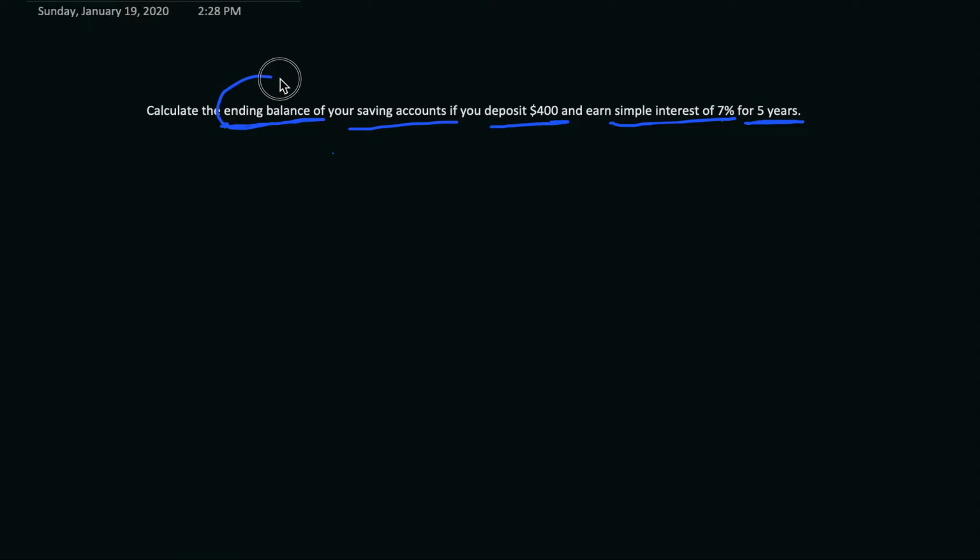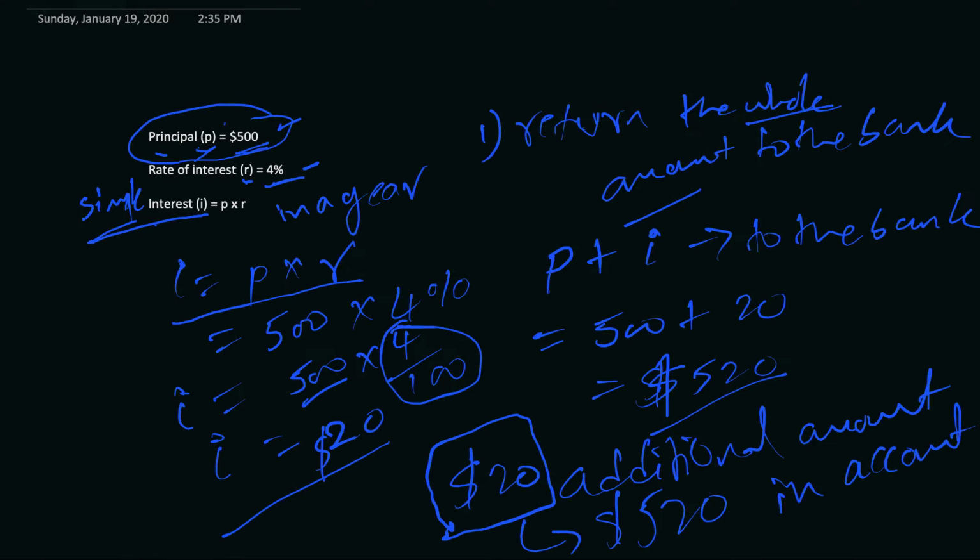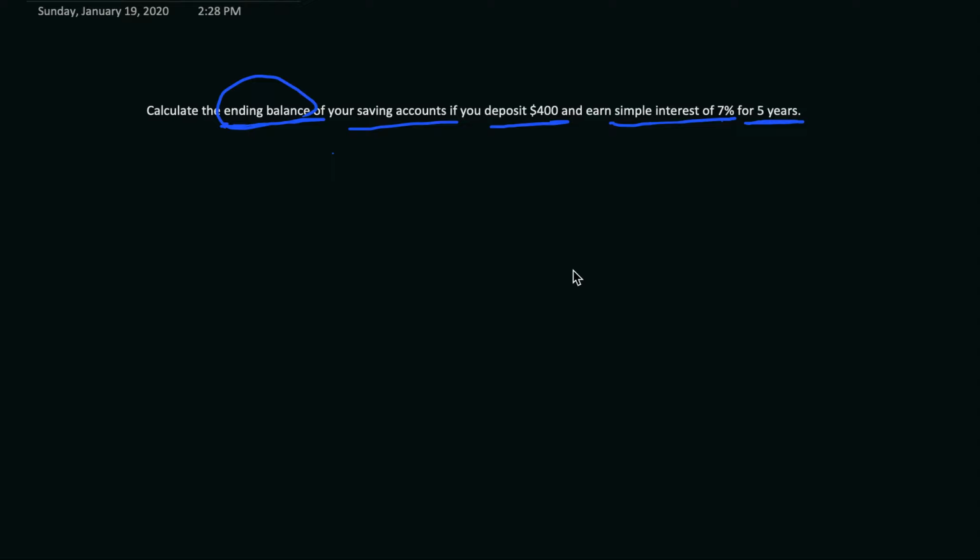Now let's focus on this. We are asked about the ending balance. So ending balance, okay, let's go back to the first example. So ending balance again is something which is principal plus interest, which is the total amount towards the end of the year. So let's see what information we have here. So principal is $400. Simple interest is 7%. And we know that it's been in the bank for 5 years.